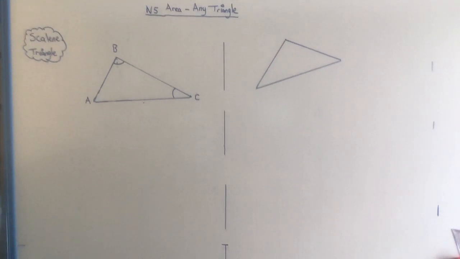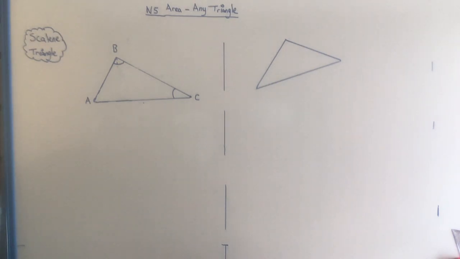Welcome to this video on area of a triangle at National 5 level. To find the area of any triangle, you'll be given a formula in your formula sheet at National 5, but I'm going to derive it here for you just to show you where it comes from and how we can work out the area using two sides and the angle in between.